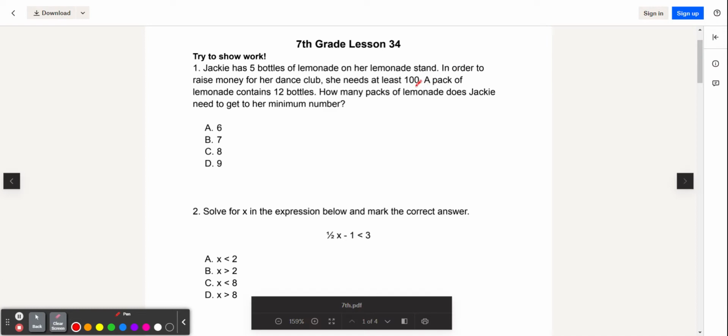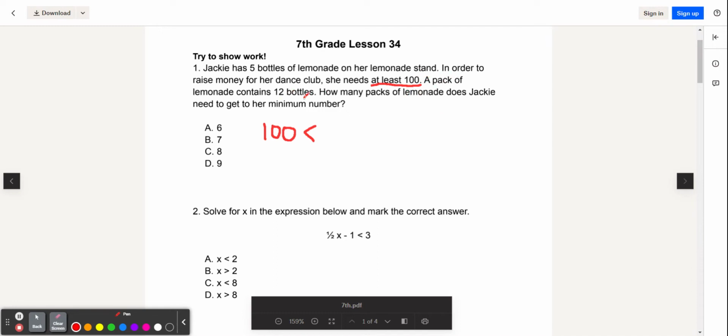Well, assuming that this is at least 100 bottles in total, we want not just 100, but at least 100. This means that instead of using an equal sign, we will be using an inequality symbol here. We have to have at least that much. At least 100.